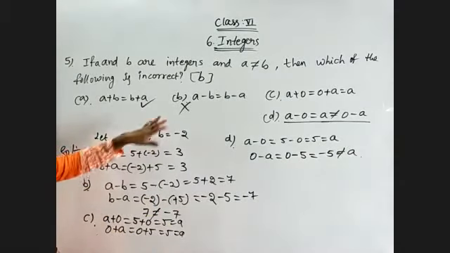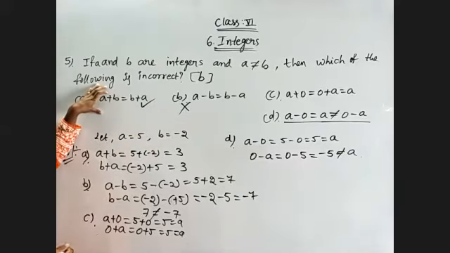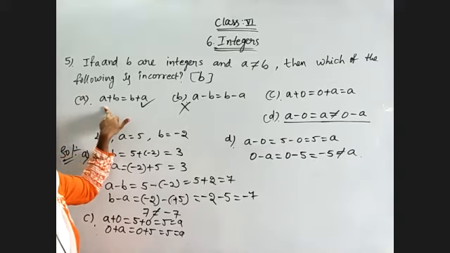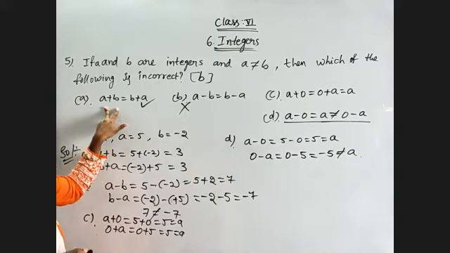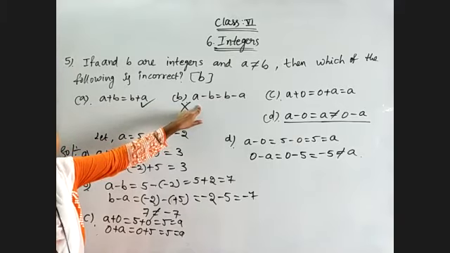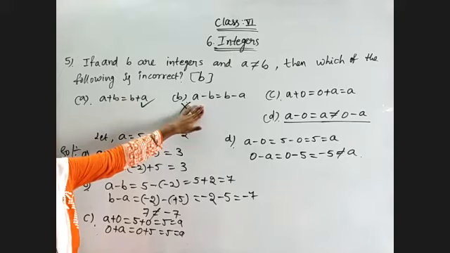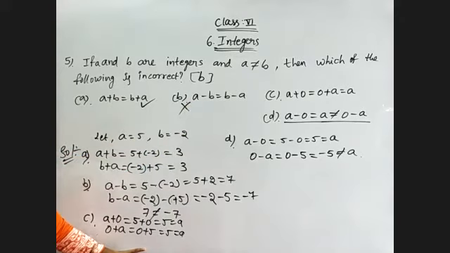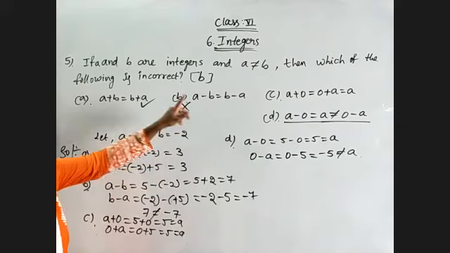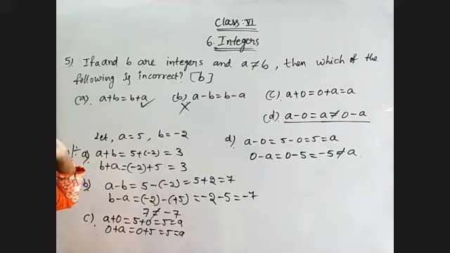Only the thing is here, the first one states commutative property under addition. So commutative property is suitable for integers under addition and multiplication, not in subtraction and division. So this is commutative property under subtraction, so it is not suitable. With the example also we have cleared that. So 7 is not equal to -7. That means this is wrong. They are asking to choose the incorrect one only.